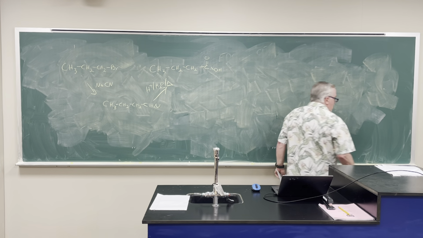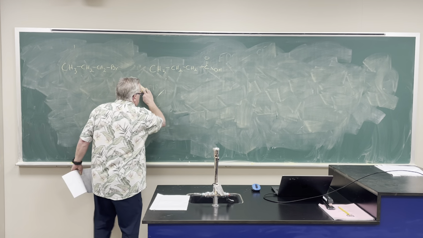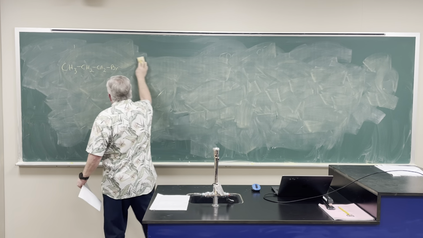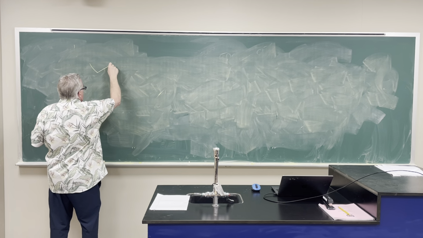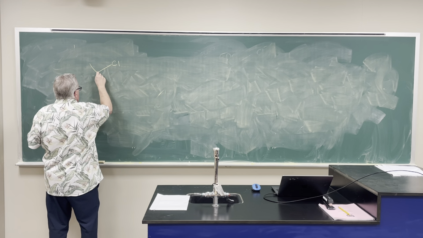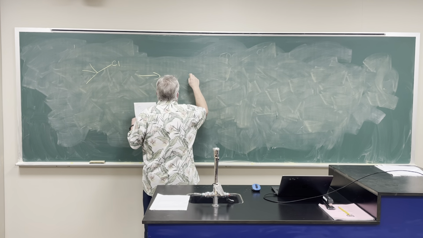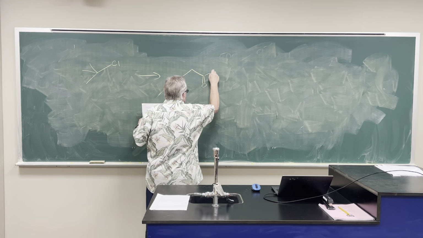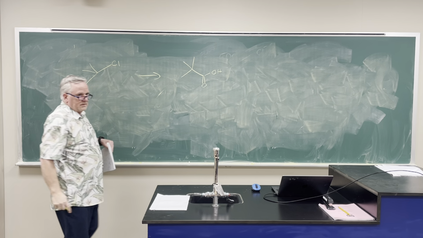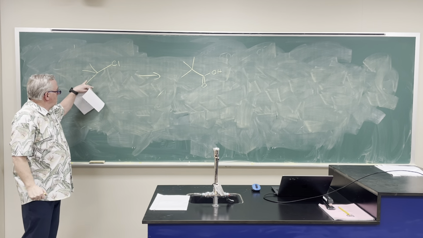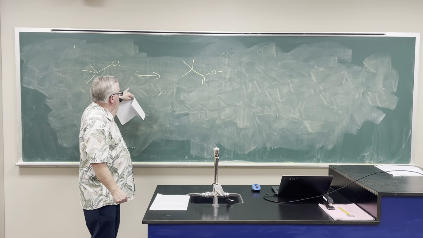We did that already, but then they trick us with the next one. Take a look at the next one. They want us to start with this thing, and they want us to make this thing. Same thing, right? 1, 2, 3, 4 carbons here, 5 carbons there. I have to add a carbon.